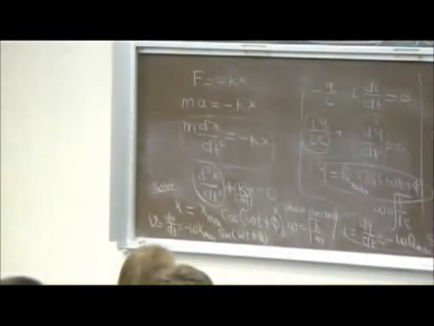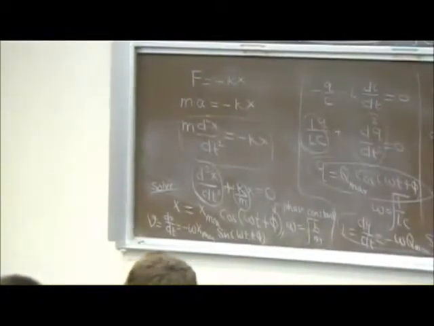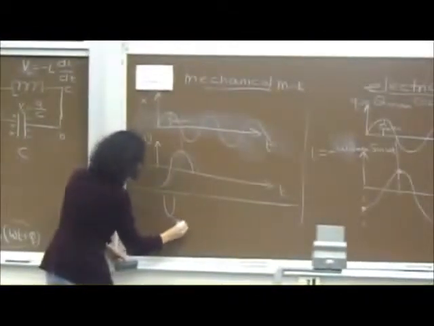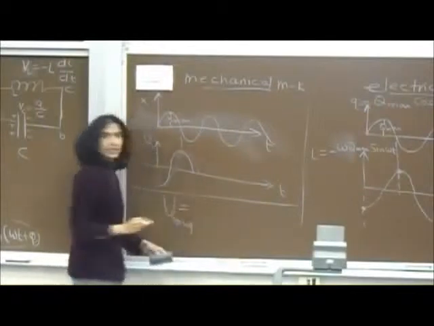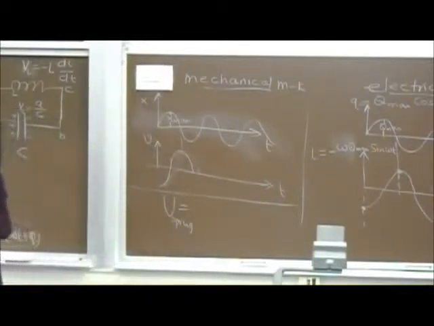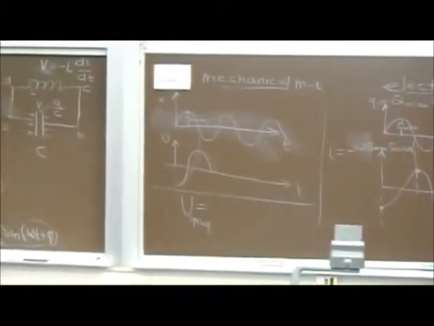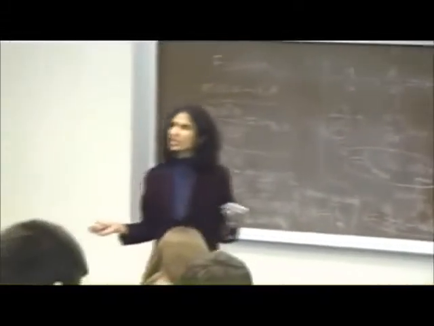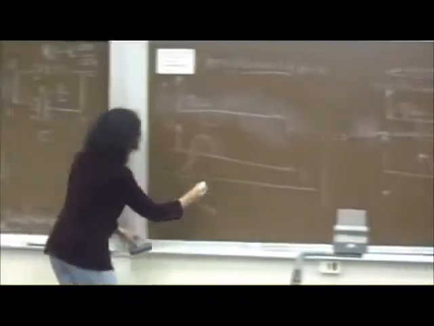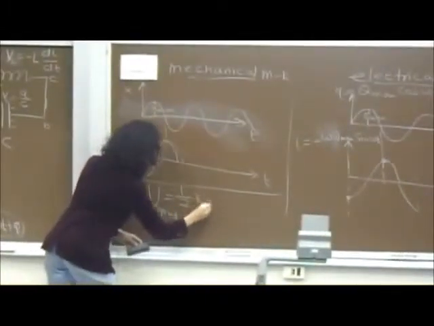Tell me. So in the mechanical system, what was the potential energy? Wasn't there potential energy? If the spring was compressed or stretched, it has energy equal to half kx square. Do you remember half kx square was the energy stored in the spring, potential energy of the spring? So this was half kx square.